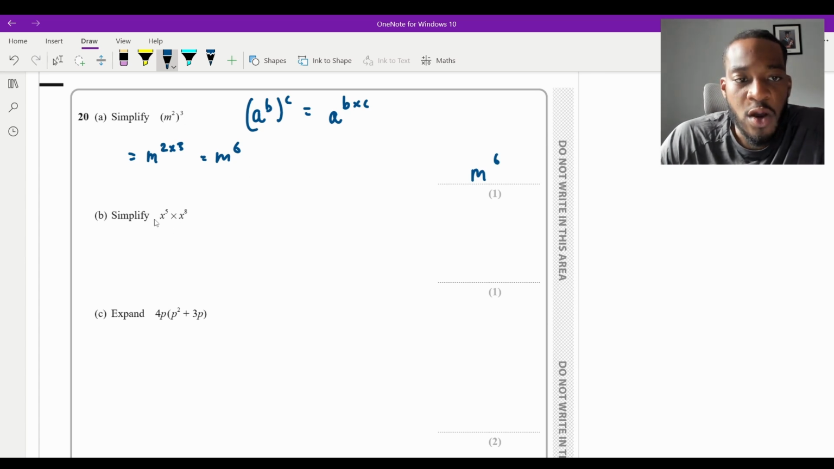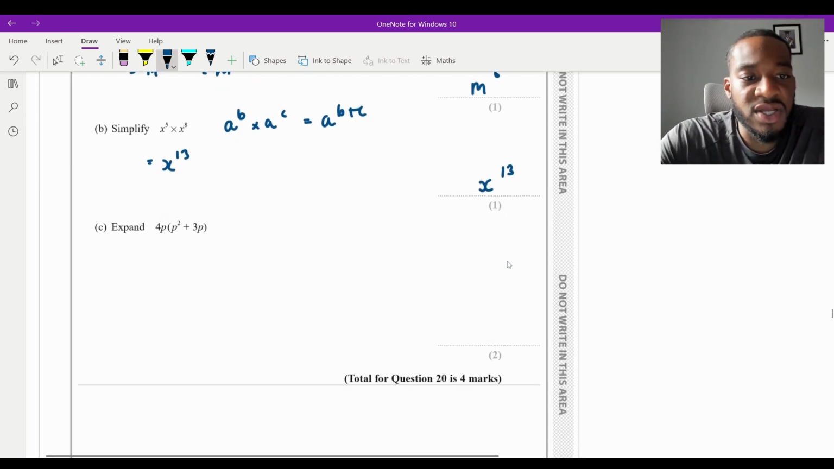Next one again, we have to add the powers now. If it's a to the power of b times by a to the power of c, then this is equal to a to the power of b plus c. So all you're going to do is just add those together. So 5 plus 8 is equal to 13, isn't it? So therefore it's just x to the power of 13.